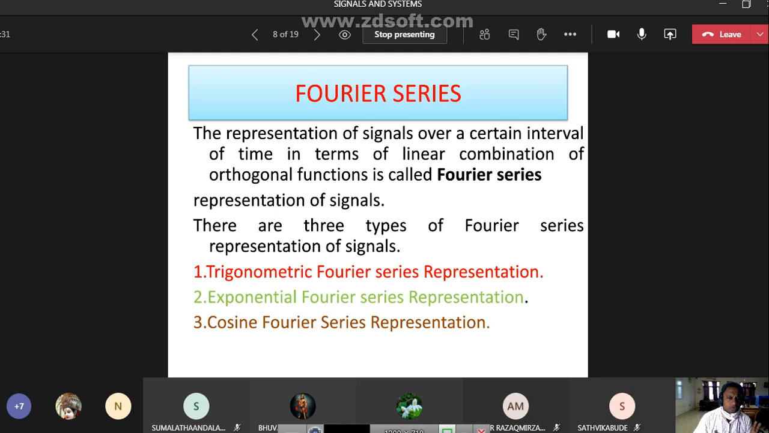There are three different types of Fourier series representations: trigonometric Fourier series, exponential Fourier series, and cosine Fourier series. The first two, trigonometric Fourier series and exponential Fourier series representation, are important. These two are important from the exam point of view. Okay, next.